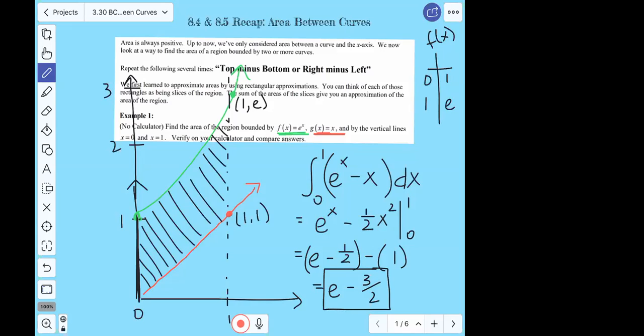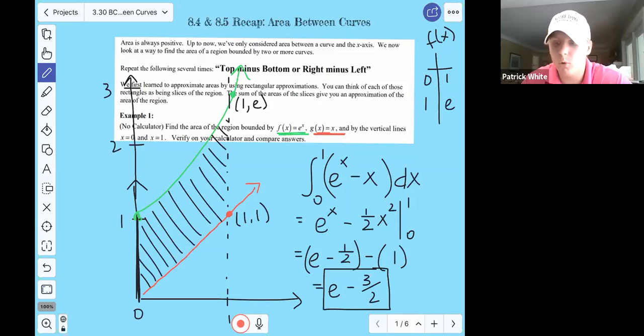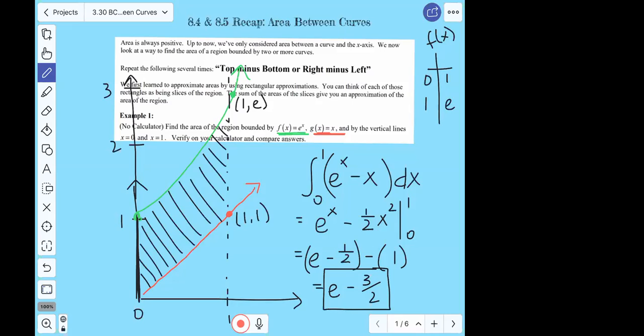If you put it in your calculator, if you just hit math 9, from 0 to 1, you get 1.218. Cool. And then I'll make sure that that's what e minus 3/2 is. Yep, they're the same answer. Nice. All right, that one wasn't too bad.